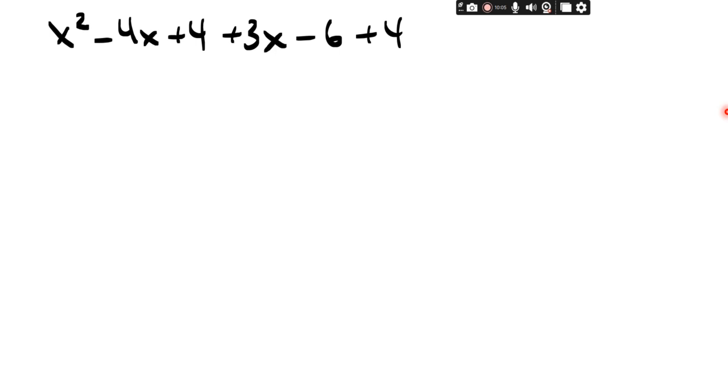And the question is, can we combine any like terms? I think so. x squared is over here. A negative 4x and 3x makes a negative x. And then how about a 4 minus 6 plus 4? That would make a plus 2, done. So there's our final answer of g composed with f.